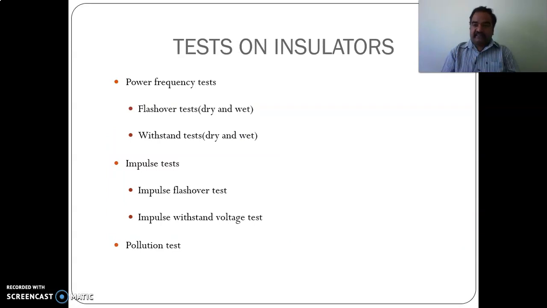Now, moving on to the testing of insulators, these are the different tests which are conducted on insulators, broadly classified as power frequency tests, that means tests conducted at power frequency voltages. The second classification is impulse tests, which means your insulators are subjected to impulse voltages. And the last one is pollution testing, which is done exclusively on insulators. We will see all these things in this video lecture.